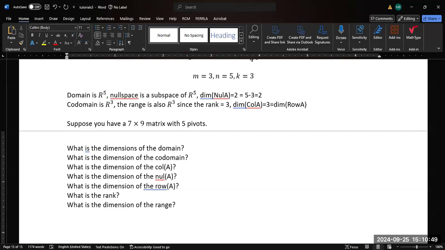Obviously, some of them are going to be the same and some of them are not going to be the same. What is the dimension of the domain? Well, the domain, again, depends on n. And so it's going to be 9 because the domain is R9. You need to have a 9-dimensional vector in order to multiply by a 7x9 matrix. So the dimension of the domain is 9. What is the dimension of the codomain? The codomain is the size of vectors that come out of matrix multiplication. So that is M. So that's going to be 7 in this case.